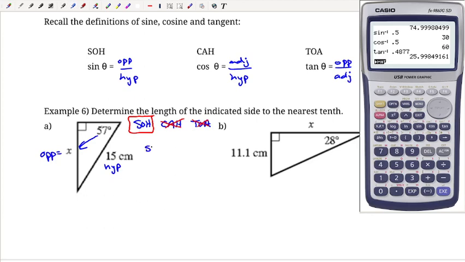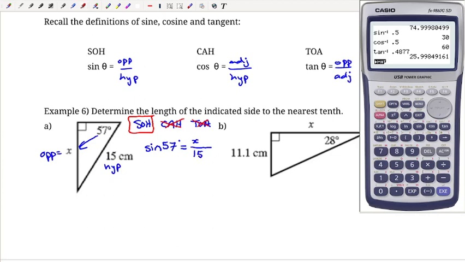So I'm going to write sine, and instead of writing theta in there, I'm going to actually write the degree, sine of 57. So that's going to tell me what the trigonometric ratio should be for 57 degrees in a triangle. And that's equal to the opposite side, which in this case is x, divided by the hypotenuse, in this case 15. And in order to solve this, I need to get the x by itself.